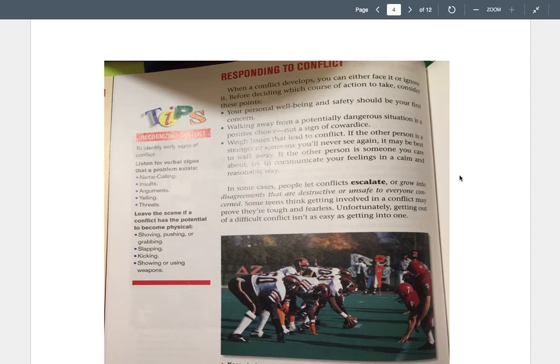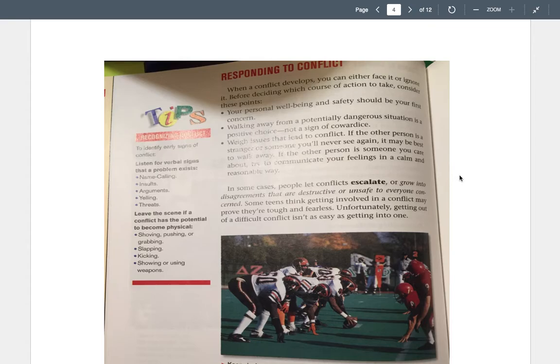In some cases, people let conflicts escalate or grow into disagreements that are destructive or unsafe to everyone concerned. Some teens think getting involved in a conflict may prove they're tough and fearless. Unfortunately, getting out of a difficult situation or conflict isn't as easy as getting into one. So getting out of the situation is harder than it was to even get into the conflict.